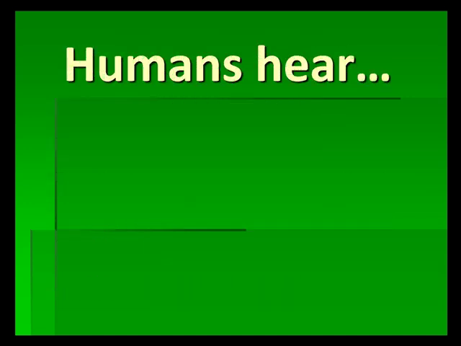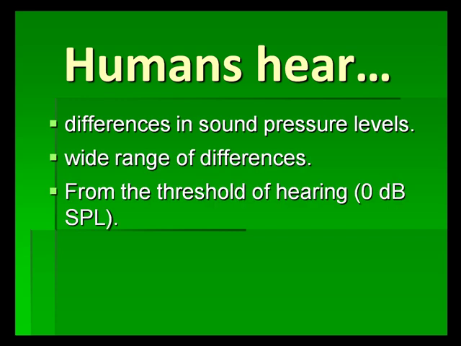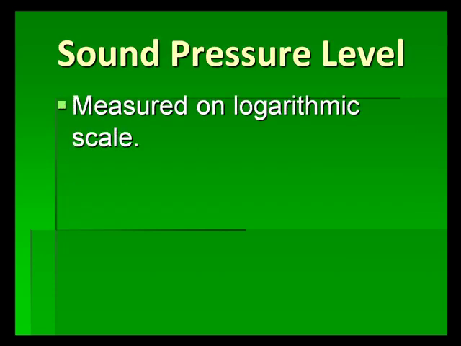Humans hear differences in sound pressure levels. In fact, we hear a wide range of differences, all the way from 0 dB of sound pressure level up to the threshold of pain, 120 decibels. We measure this difference on a logarithmic scale. The reason for the logarithmic scale is so that we can capture this wide range of values, all the way from 20 micropascals up to 20 billion micropascals, quite a wide range of difference.